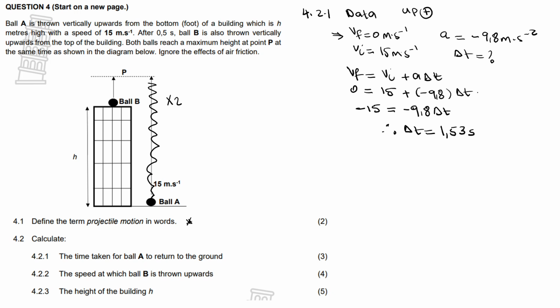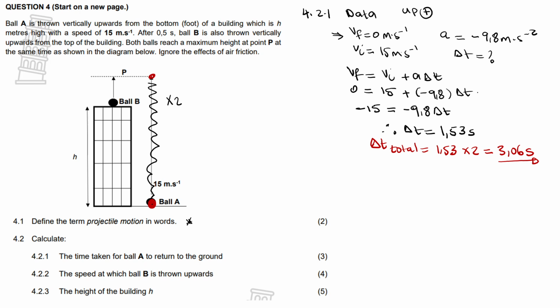Remember, this is the time it takes ball A to move from this point to that point, which will be the same time it will come back to the ground. So we need to take this time and multiply it by 2. Therefore, the delta t total is equal to 1.53 seconds multiplied by 2. This gives us 3.06 seconds. So the time that it will take the ball to return to the ground is 3.06 seconds.